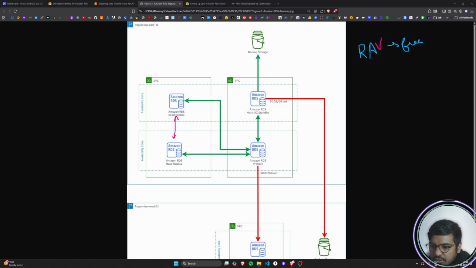Now if I talk about the same region, we are in the same region, then we have a different availability zone and a different VPC. So different availability zone and different VPC, it will be free of cost. Okay, it will be free of cost.